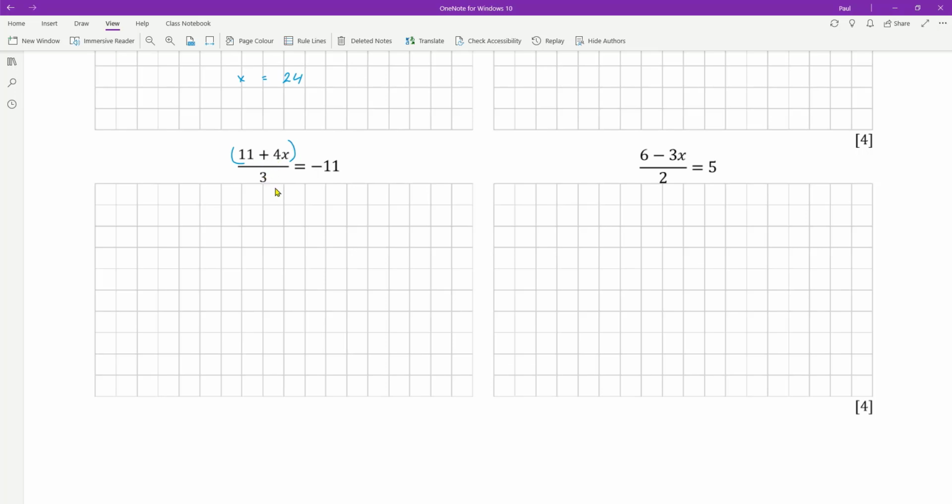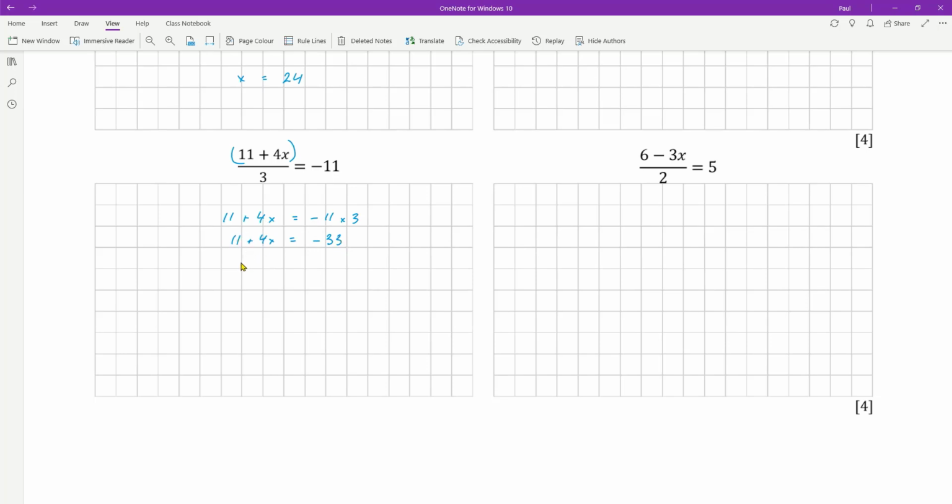Alright, so we got a big long fraction line there, so we're going to leave that to last. That's divide by, so on the other side will be times by. So 11 plus 4x is equal to minus 11 times by 3, so 11 plus 4x is equal to minus 33.